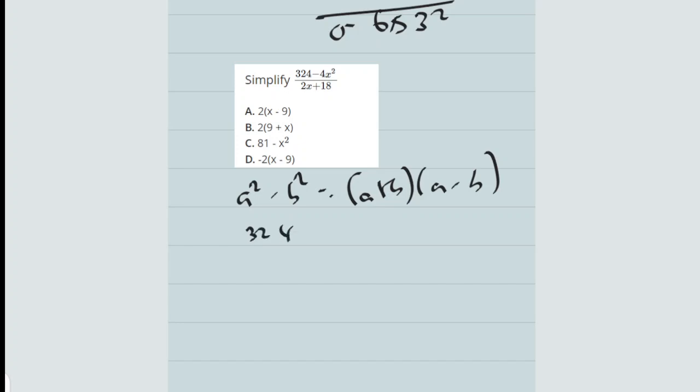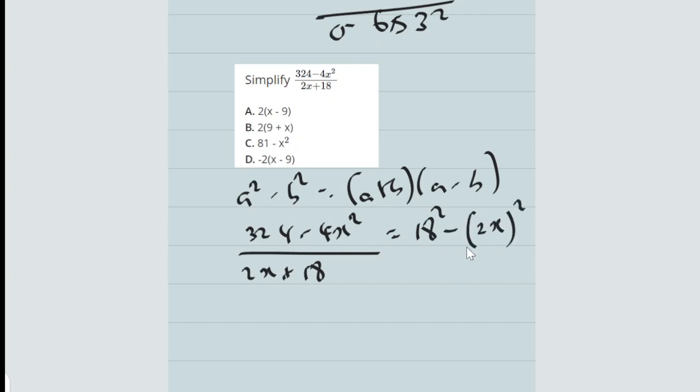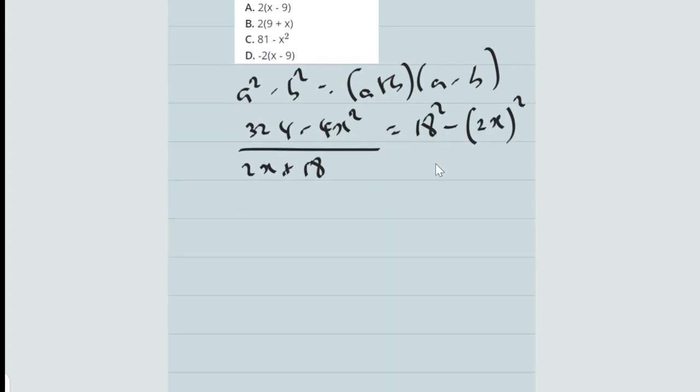We have 324 minus 4x squared divided by 2x plus 18. I can rewrite this as: 324 is the same thing as 18 squared. I hope you understand. Then minus, this is also the same thing as 2x everything squared. You just have to think. In JAMB, they will give you questions that won't take your time. I hope you understand now.